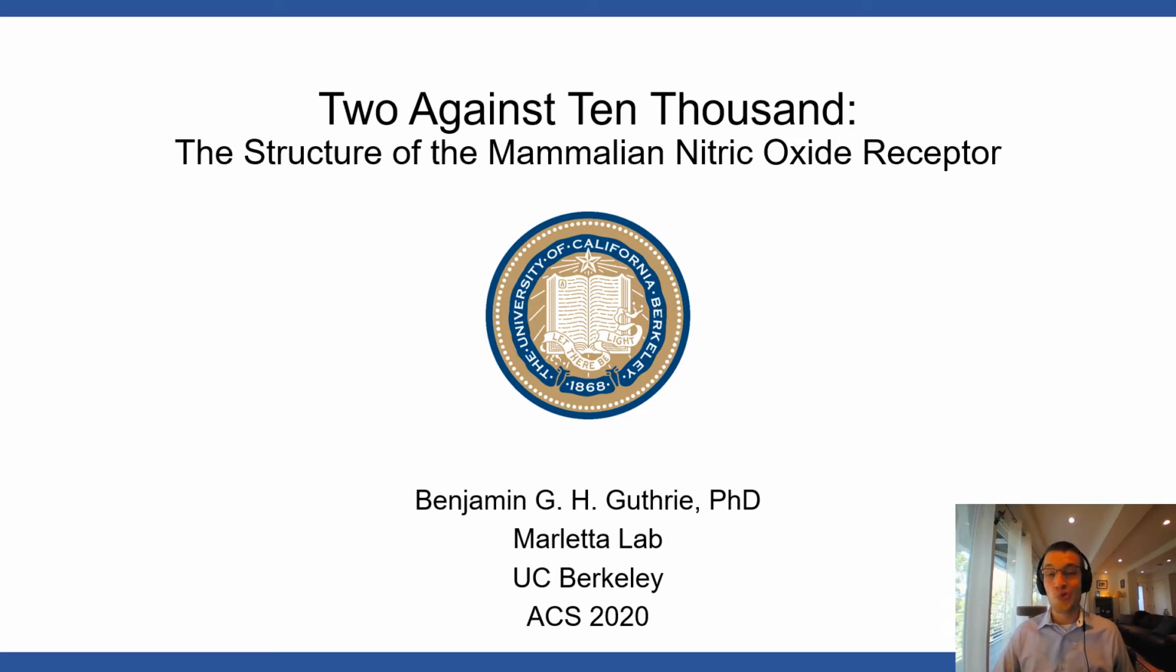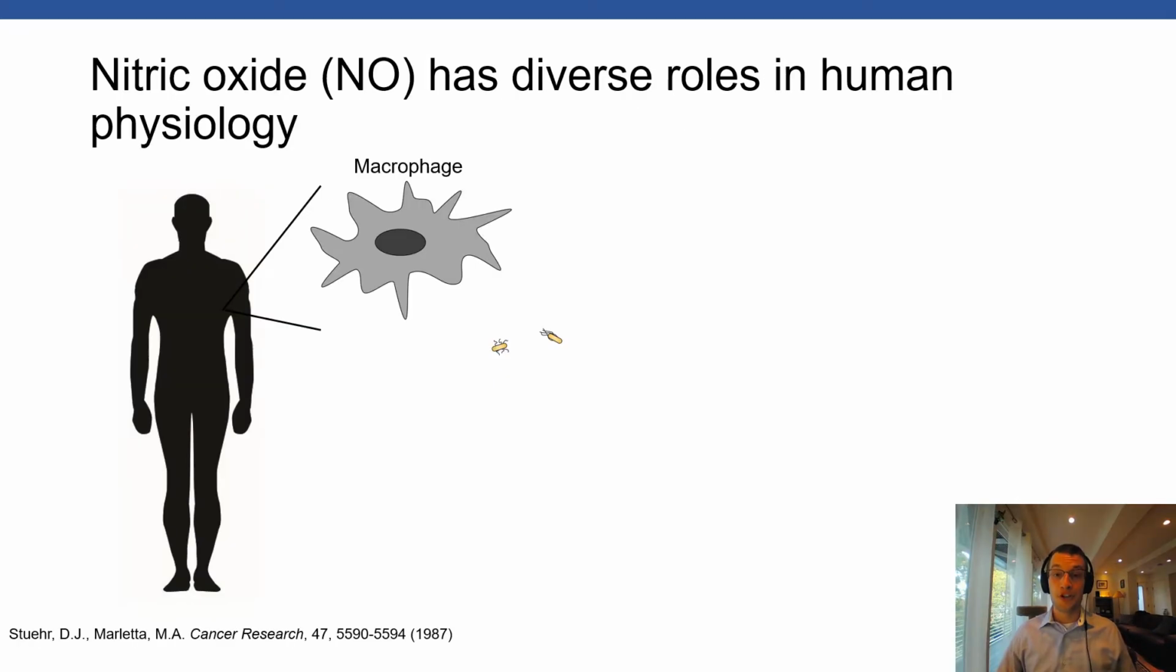I'm excited to tell you one story from my PhD, and the title of my talk is 2 against 10,000, the structure of the mammalian nitric oxide receptor. The Marletta lab is interested in the different roles that nitric oxide plays in human physiology. One of those roles is in your immune system.